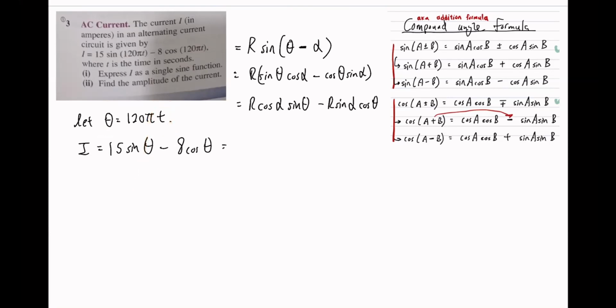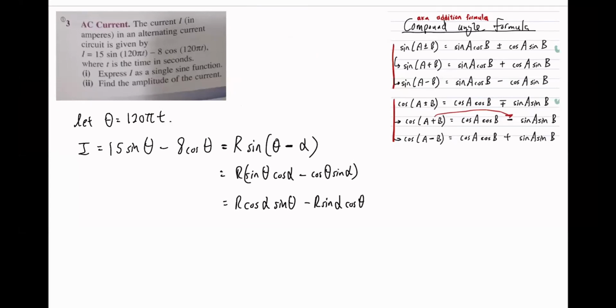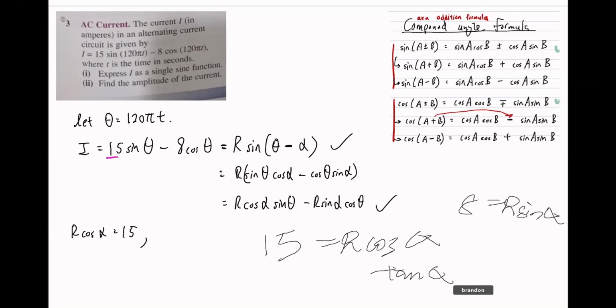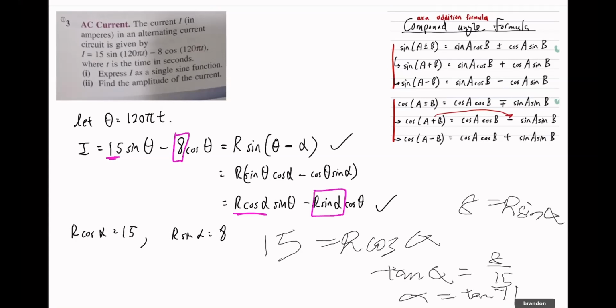So anyways, we found out that this will be equal to r cos theta sine. I'll just copy everything down. You let this be equal to this, and then simplify into this. Then you compare coefficients. Same procedure, so r cos alpha is 15, right? This part is the same as this part. Then the 8 is the same as r sine alpha. So write that down, r sine alpha equals 8.